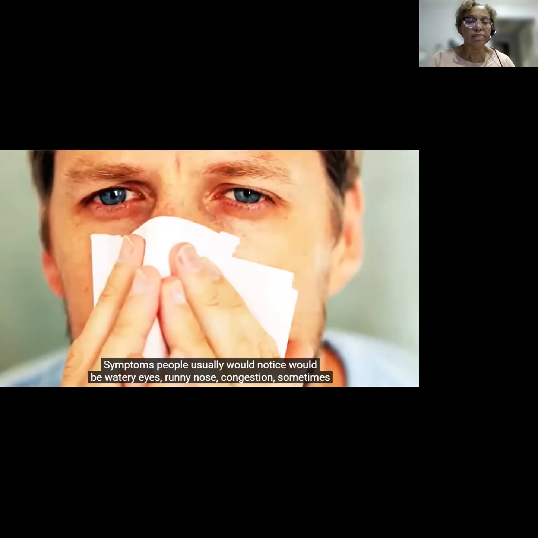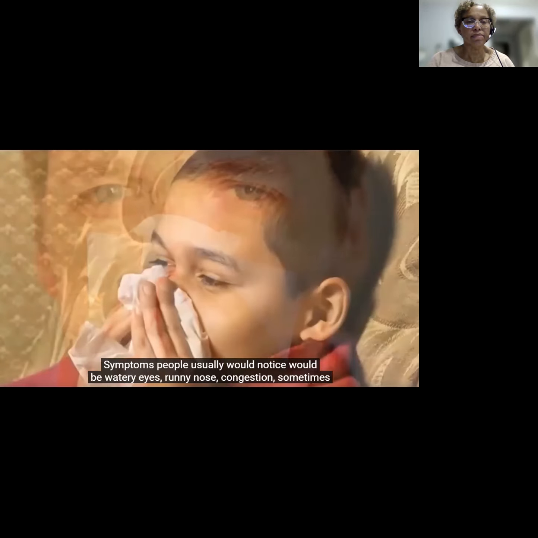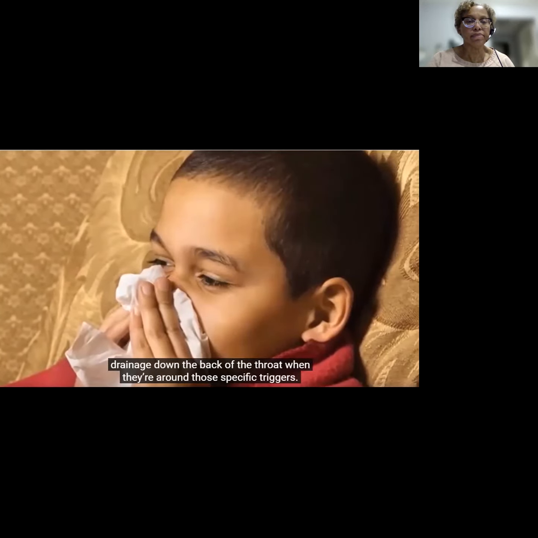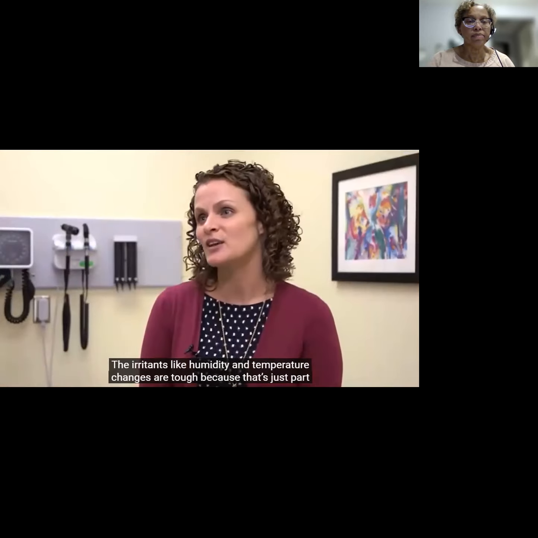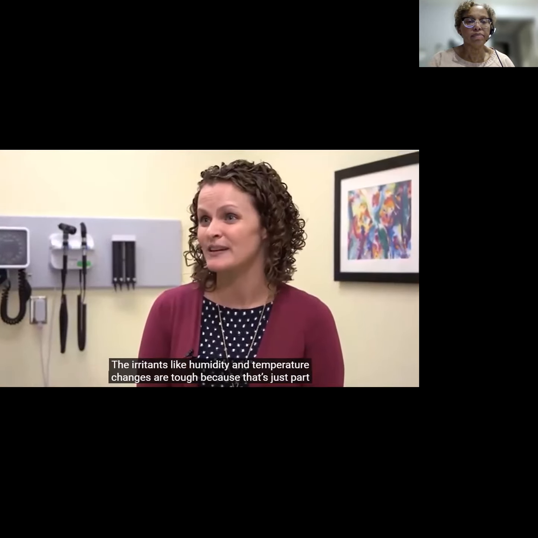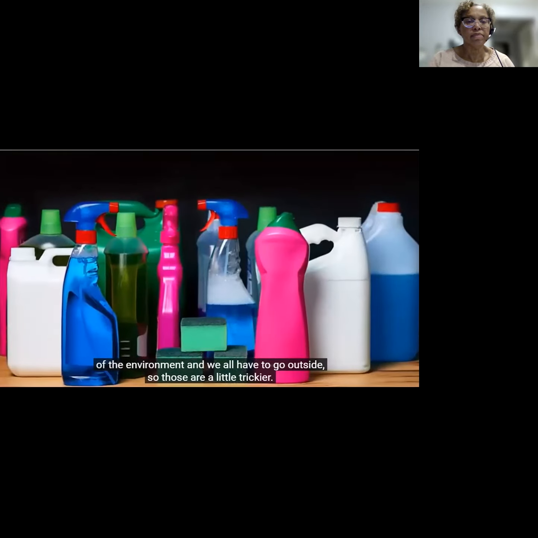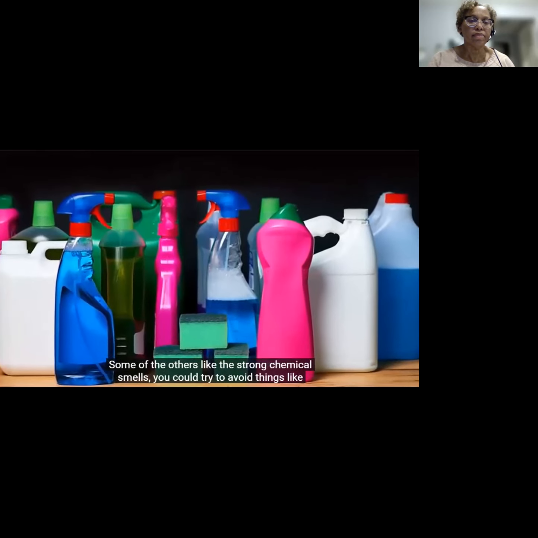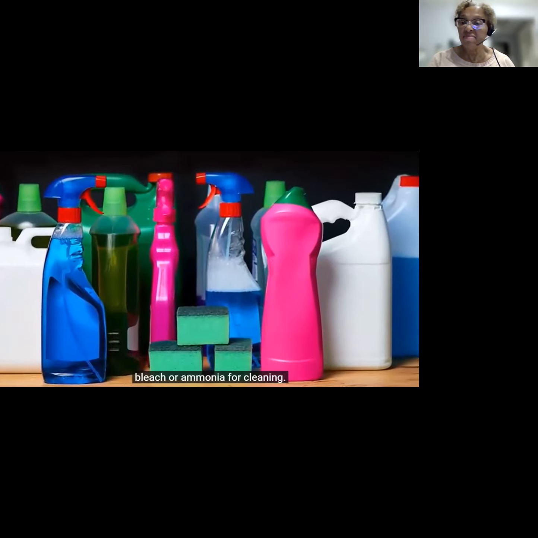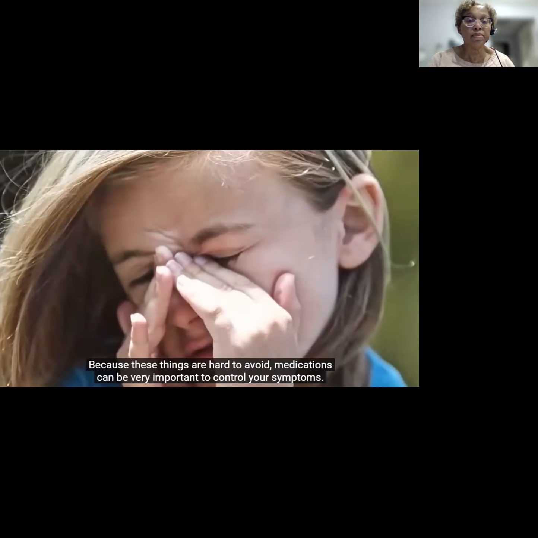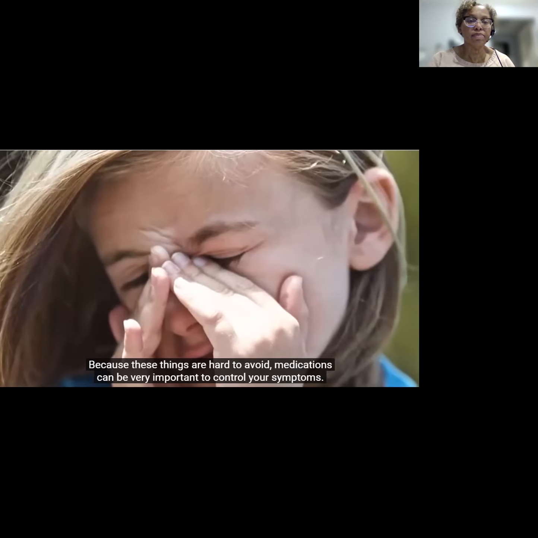Symptoms people usually would notice would be watery eyes, runny nose, congestion, sometimes drainage down the back of the throat when they're around those specific triggers. Avoiding them is really important. The irritants like humidity and temperature changes are tough because that's just part of the environment and we all have to go outside, and so those are a little trickier. Some of the others, like the strong chemical smells, you can try to avoid things like bleach or ammonia for cleaning. Because these things are hard to avoid, medications can be really important to control your symptoms.